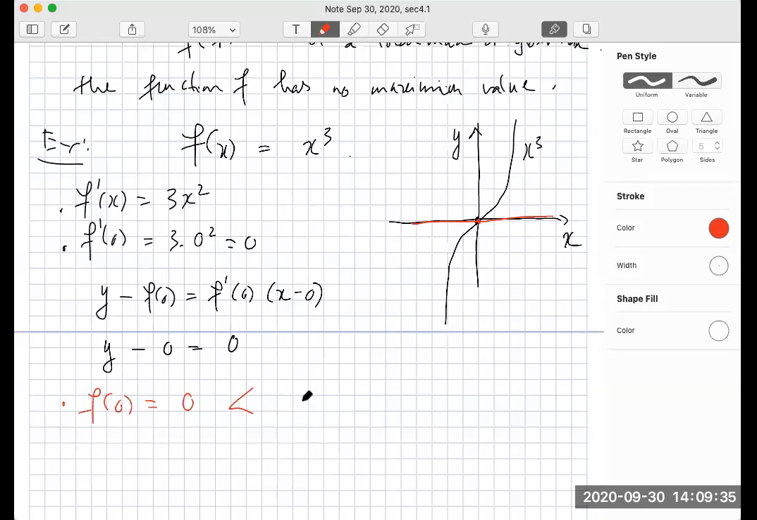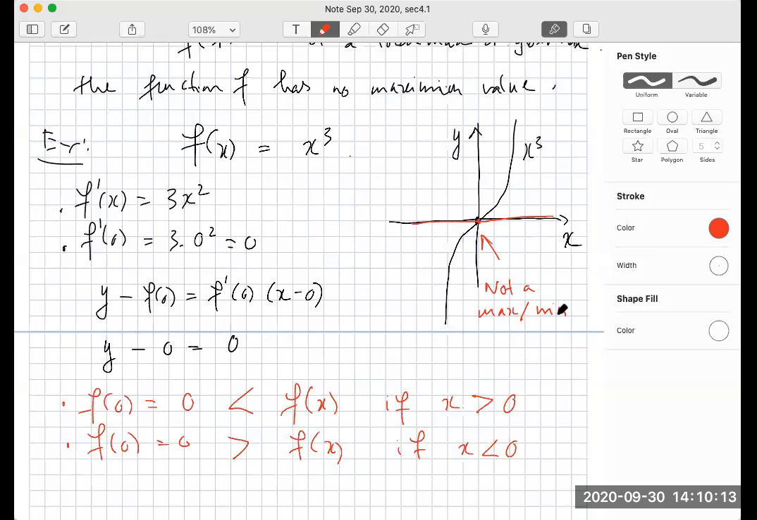It's smaller than any value of the function f of x if x is larger than 0, right? And f of 0 is always larger than f of x for any x smaller than 0. It is not a local maximum or minimum. Okay? But the slope of this is 0. Right? It is very interesting.